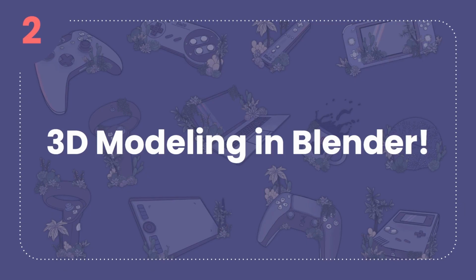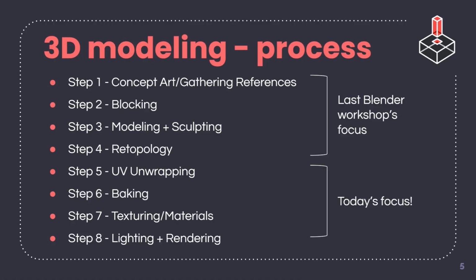Okay, let's talk about 3D modeling in Blender. So in the last Blender workshop, we focused on the first steps of 3D modeling. We talked about concept art and gathering references, blocking out your model, modeling and sculpting, and retopology. In today's workshop, we're going to be talking about UV unwrapping, baking, texturing and material design, and lighting and rendering.